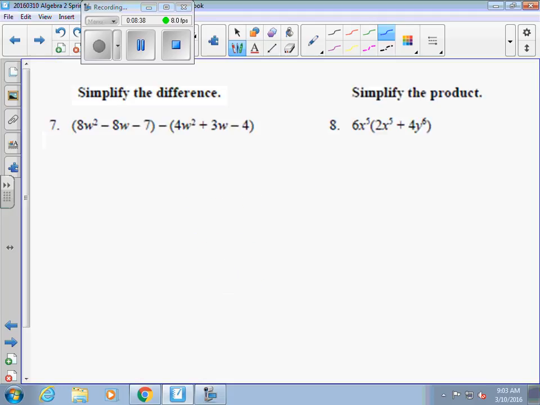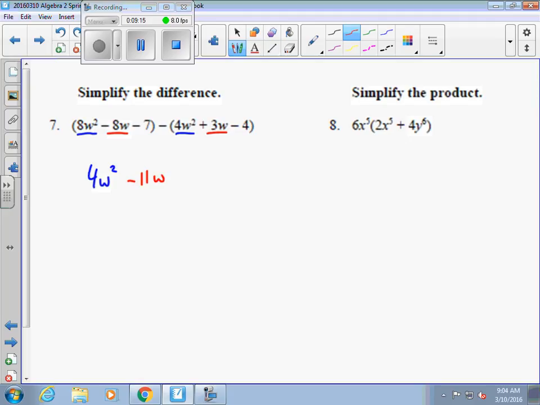Number 7 says simplify the difference. Remember, you can only add and subtract things that have the exact same variable raised to the exact same exponent. So you have 8w squared minus 4w squared. You take 8 and you subtract 4 from it, and you get 4w squared. The next degree is w to the first power. Negative 8w minus 3w. Both of those have negatives, so you add 8, 9, 10, 11. You get negative 11w, still to the first power.